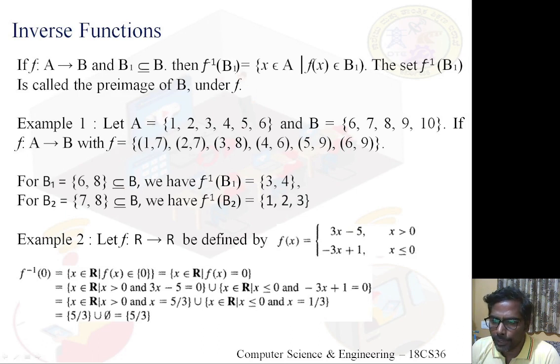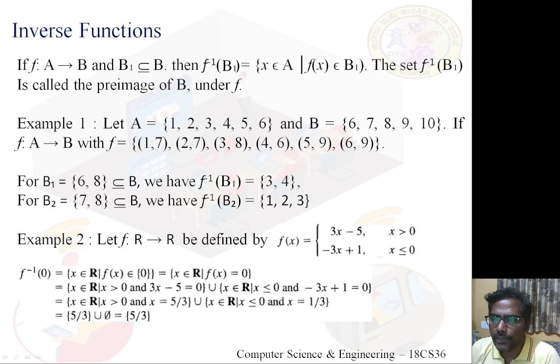Now, to compute f inverse of B1, you look in function f for which elements of domain A the elements 6 and 8 appear as an image.